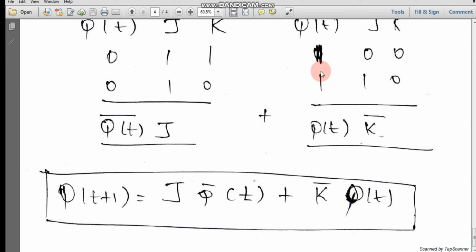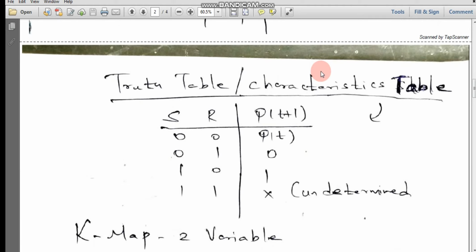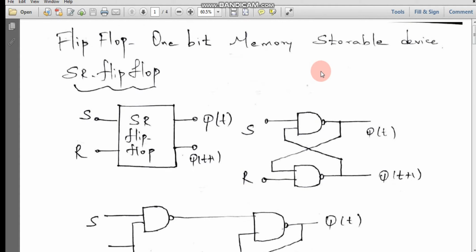Hi to all. In this video, I am going to explain what is meant by flip-flop and what the types of flip-flop are. First of all, before going to the types of flip-flop, I want to explain what is meant by flip-flop. A flip-flop is a device which is used to store one bit of information, either 1 or 0. So it has the capacity to store one bit of information.